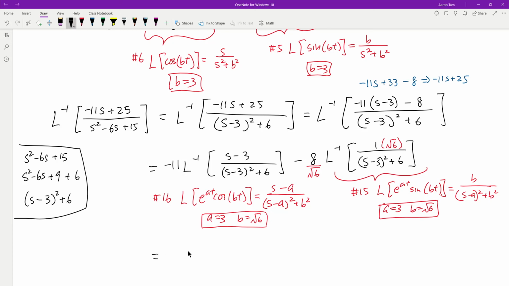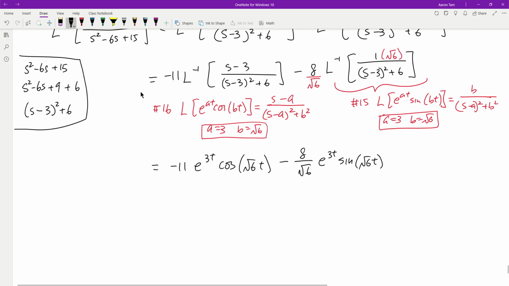So this would basically equal negative 11 e to the 3t cosine radical 6t, minus 8 over radical 6 e to the 3t sine radical 6t.